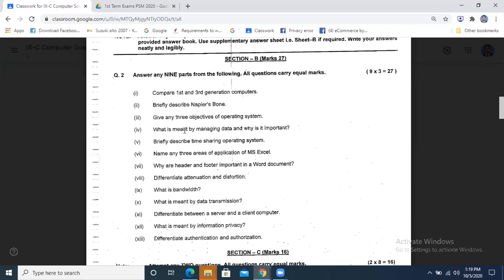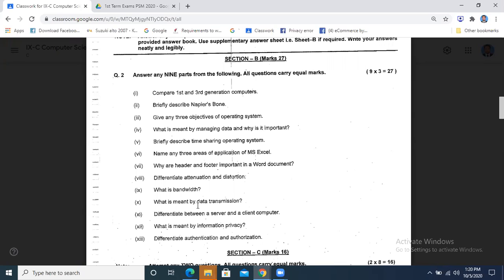Normally you will see these words: write 3 objectives, write 3 differences, write 3 characteristics. At some questions you will see: define this and write one example. So you have to give one example, because 1 mark is there for the example and 1 mark is there for the definition. For example, if I say, define analog computer, give one example, in that situation you have to define it and you have to give one example as well.